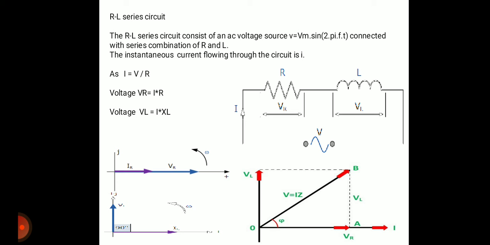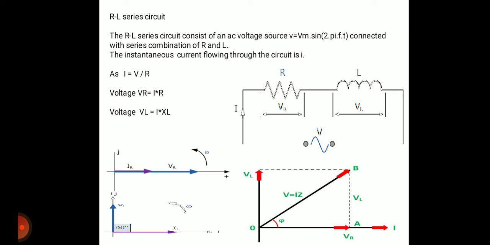Here XL is the inductive reactance. And what is inductive reactance? Inductive reactance is the opposition offered by an inductor to the flow of alternating current, which is called the inductive reactance XL.